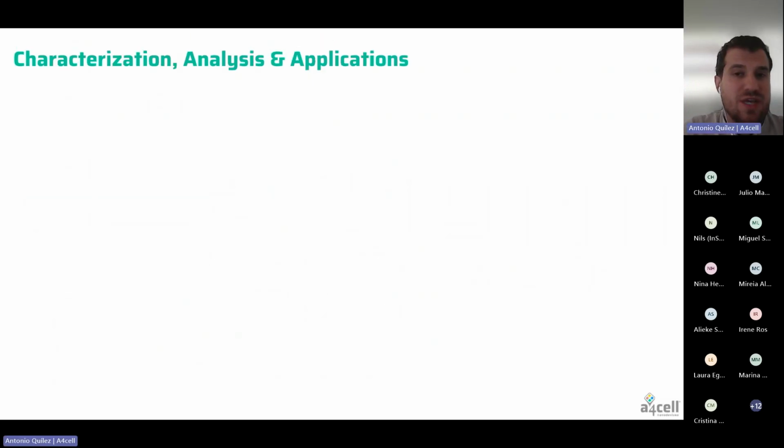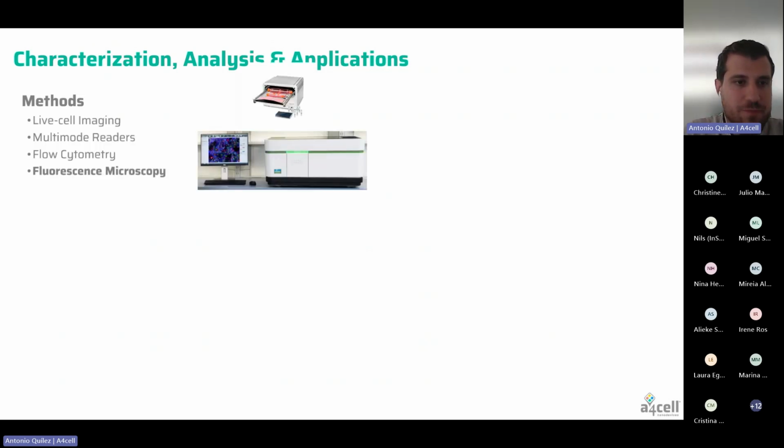About the characterization and the classical methods for analysis of these kind of 3D structures, we can use live cell imaging, multimode readers, flow cytometry, and also fluorescence microscopy, which is going to be the main topic here in our readouts and what we use at A4Cell.